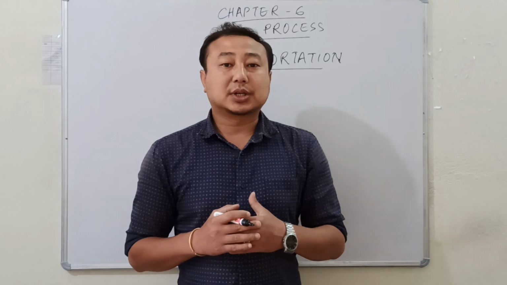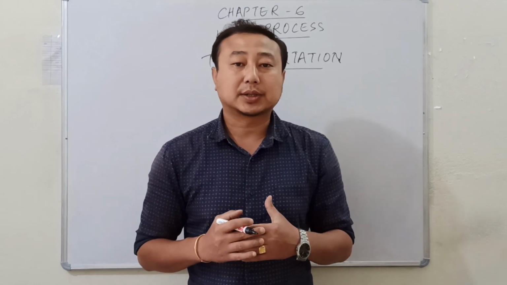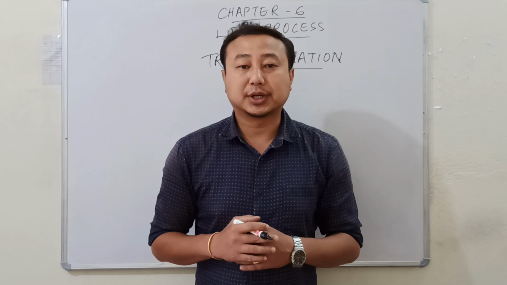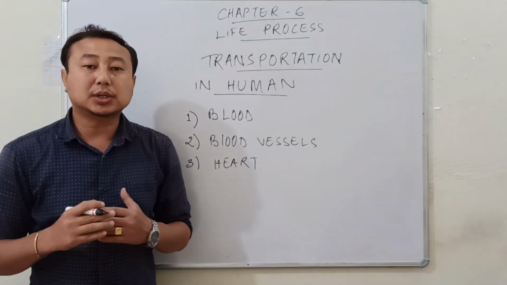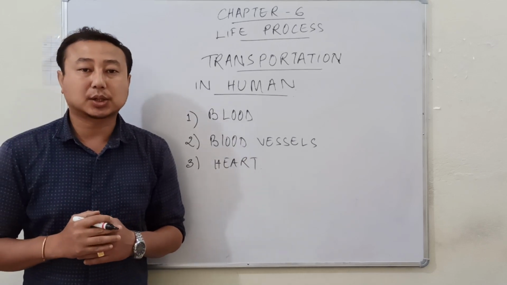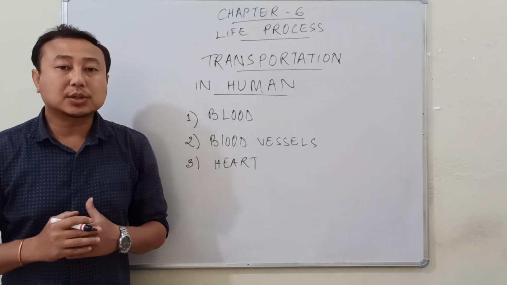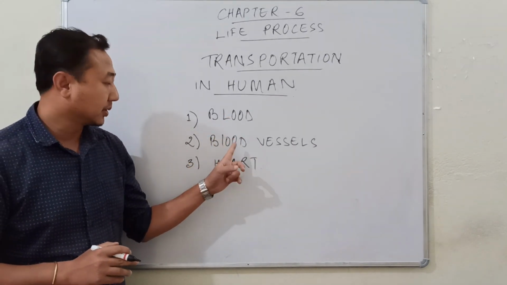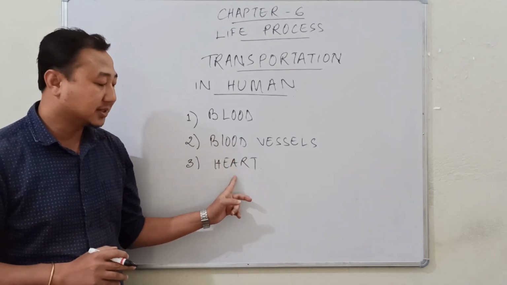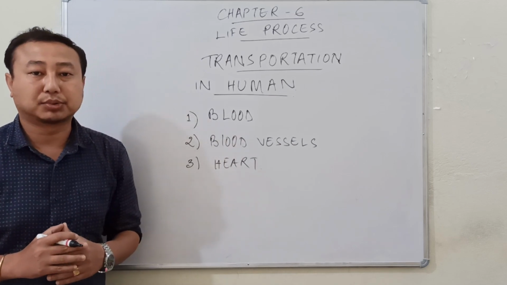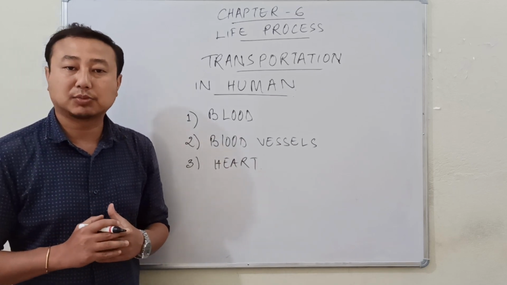In today's class, we will discuss how human beings and plants carry out the process of transportation inside their body. So first, let us see the transportation in the human being. The transportation in human beings is carried out with the help of the transportation system, or the circulatory system. The circulatory system in human beings includes three different parts. The first one is the blood, the second one is the blood vessel, and the third one is the heart. So now let us discuss one by one what these components of the circulatory system in human beings are.